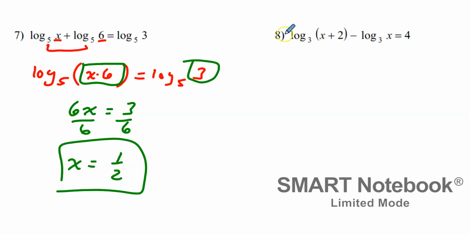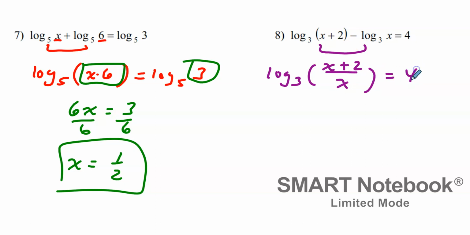Number 8, we have two logs on the same side again. This time they're being subtracted. So if I make them into a single log, log base 3, this time the arguments are going to be divided. x plus 2 over x equals 4.